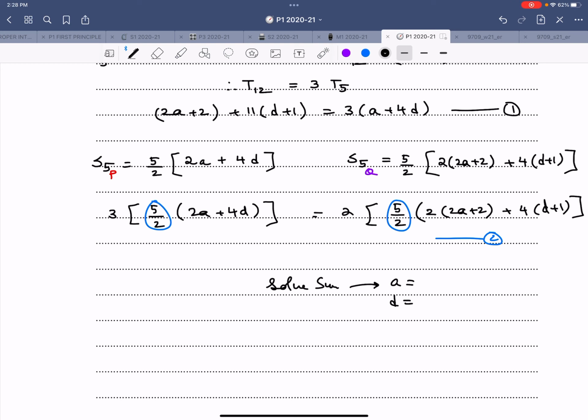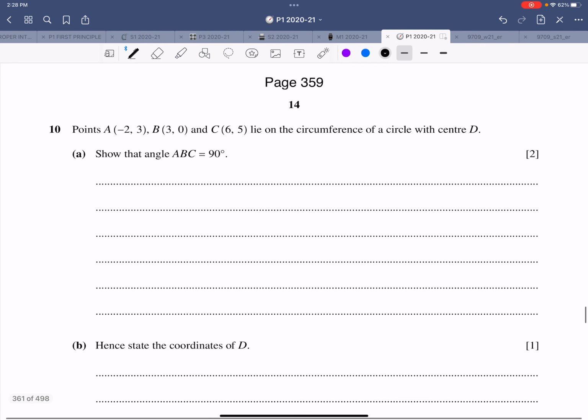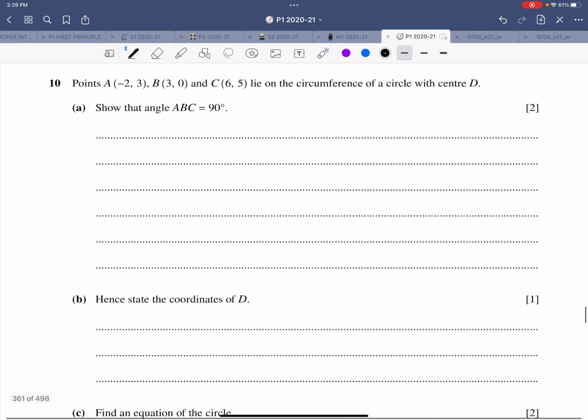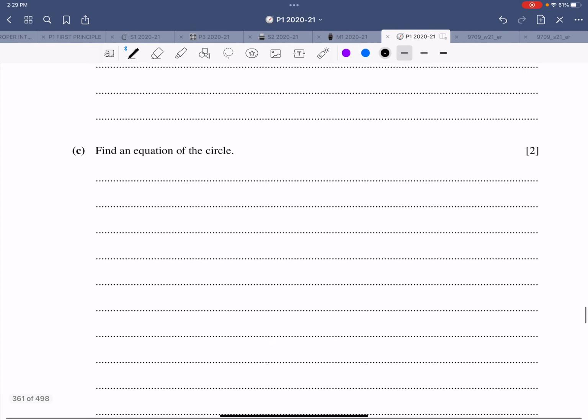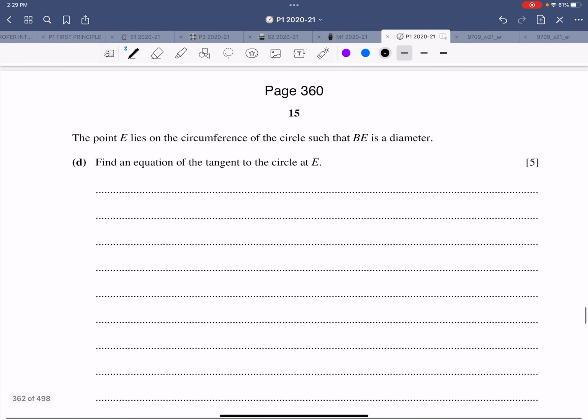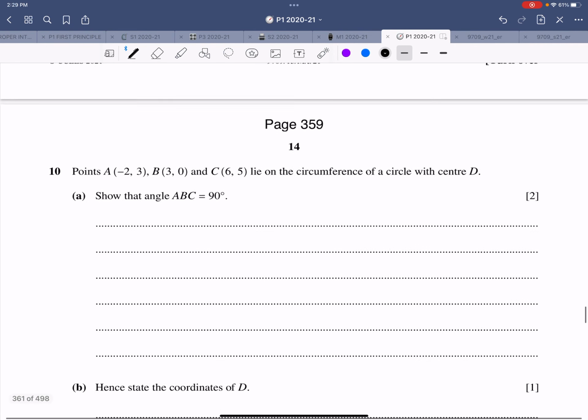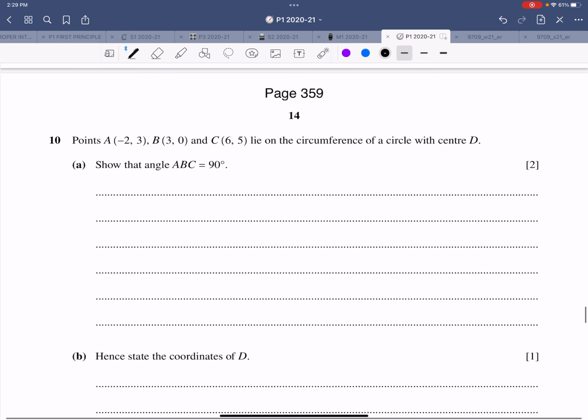Now, next question. What is this about? Points A, B, C lying on the circumference of a circle with center D. Let's first read it. Show that the angle is 90 degrees. State the coordinates of D. Find the equation of the circle and something more with the circle. So this is all about the circle, making you go round and round. This is about the equation of a circle.